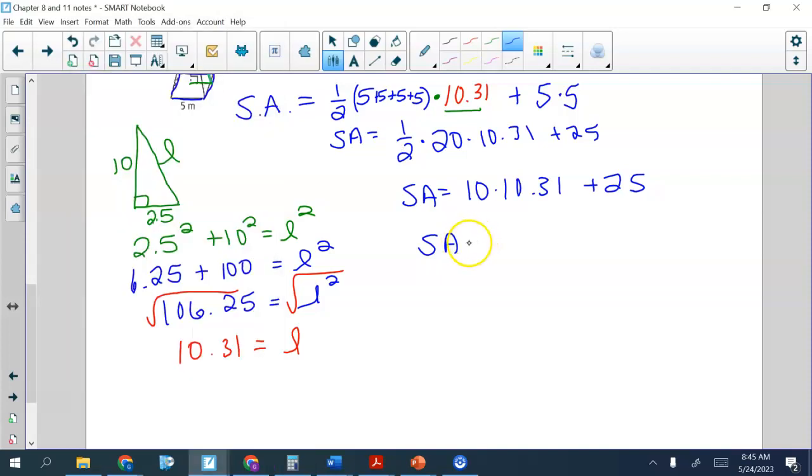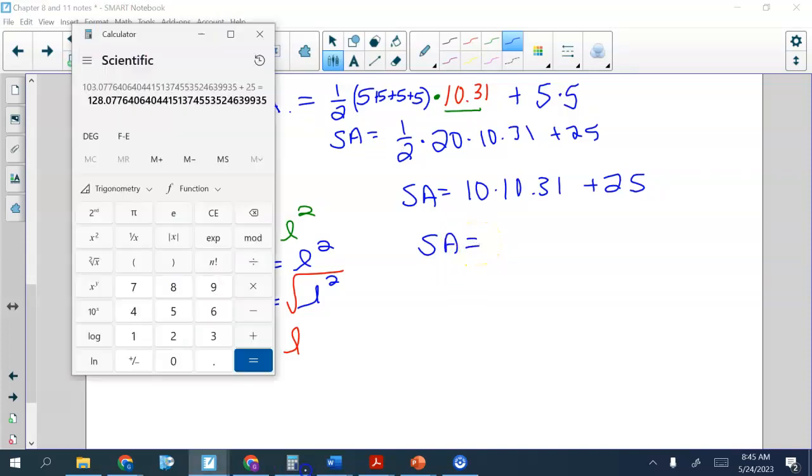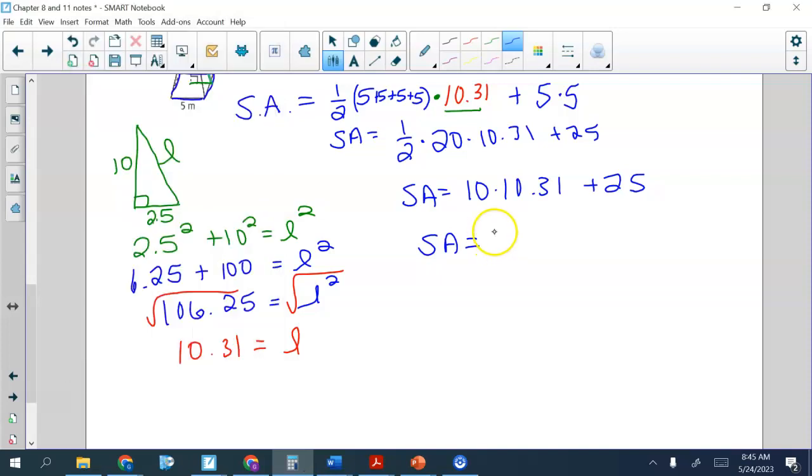So the surface area should be about 128.08 or 128.1 square meters. Okay, so that's one where you had to do that extra step. We had to figure out what is the slant height. All right, let's go to the next page.